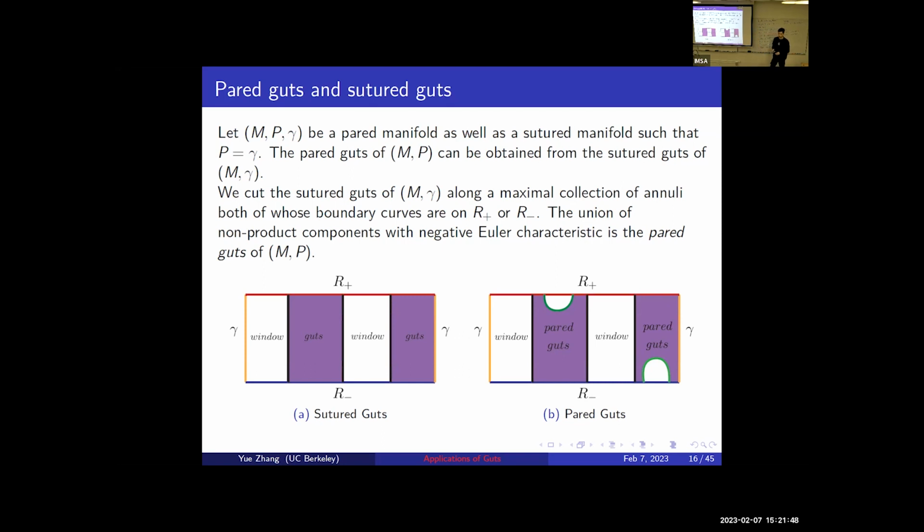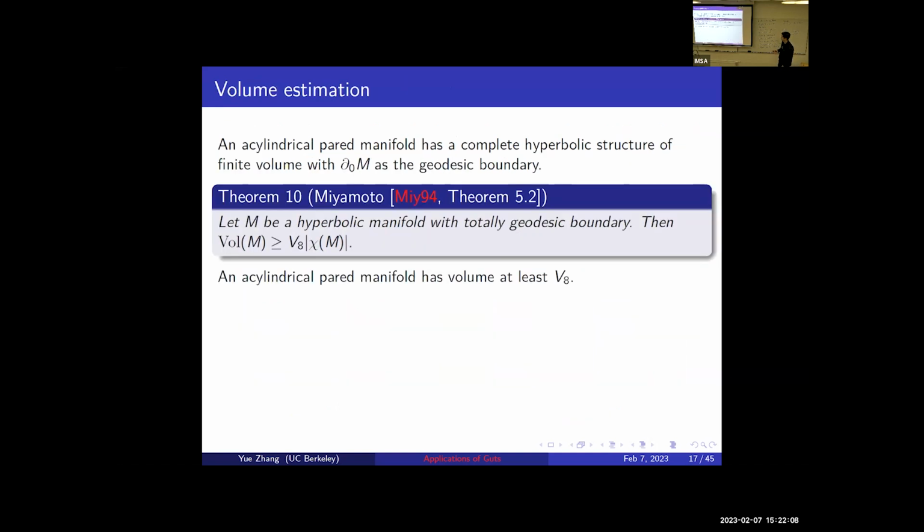Does anyone have a question about pair guts and sutured guts? So after decomposition, is it possible to generate some more components of pair guts? You mean like decompose the sutured guts into two pair guts? Yeah, that's possible. Okay. All right, and so why do we care about pair guts?